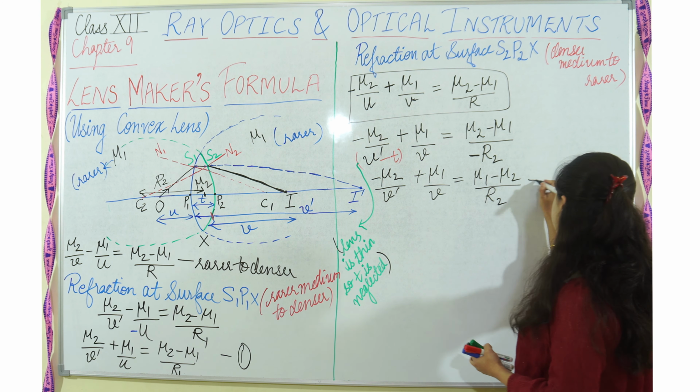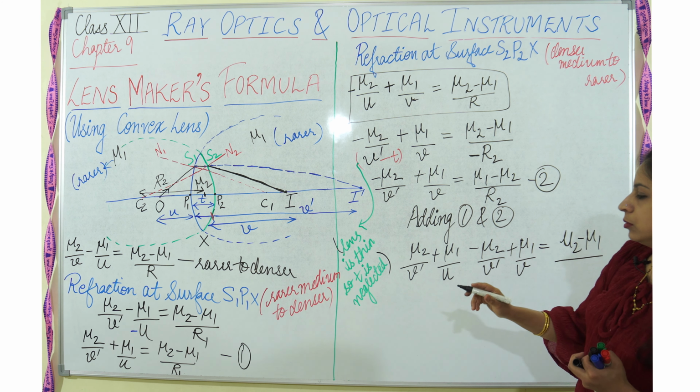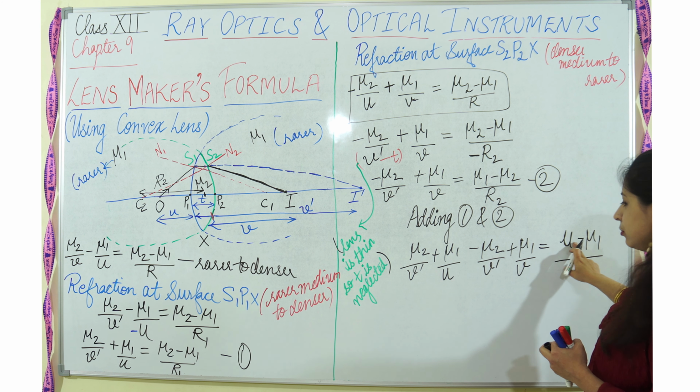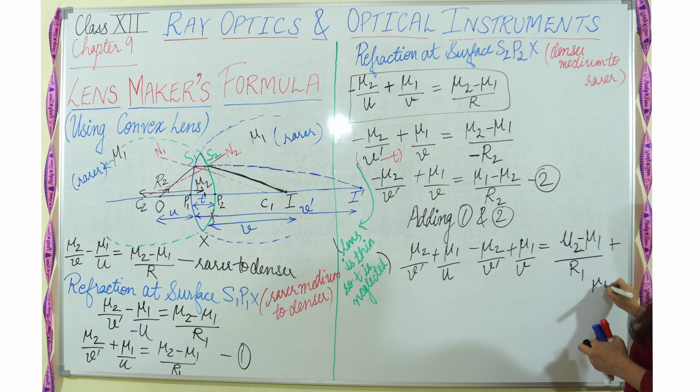Adding 1 and 2. So when I add 1 and 2, I get mu2 upon v dash plus mu1 upon u minus mu2 upon v dash plus mu1 upon v, is equal to mu2 minus mu1 upon r1, plus mu1 minus mu2 upon r2.